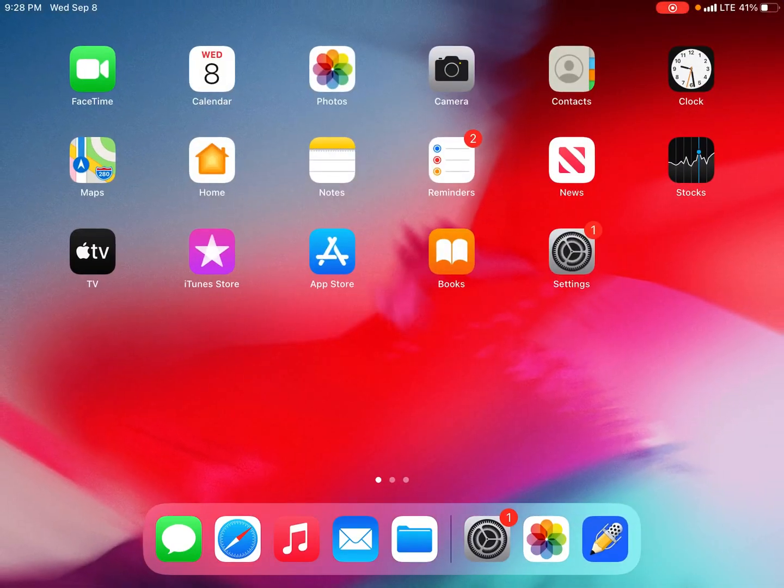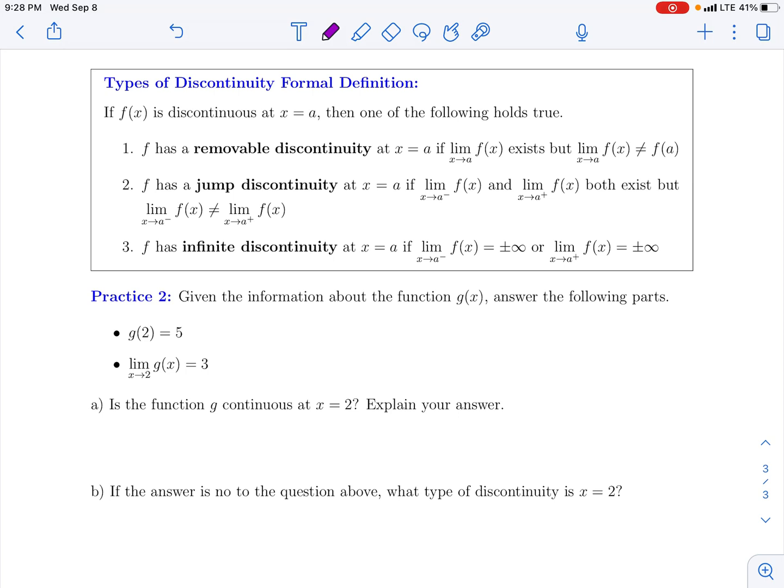Now, the formal part that we see, in part 1, it says that if the limit as x approaches a of f of x exists, but the limit is not equal to f of a, that's what we call removable discontinuity. This will be easier to understand when you explore this more graphically, so you can get a better visual for this, because right now this is a lot of notation.